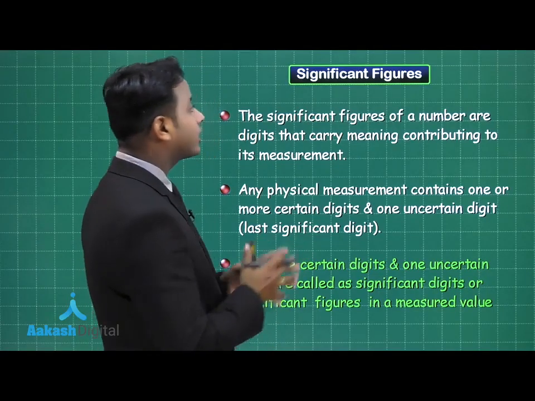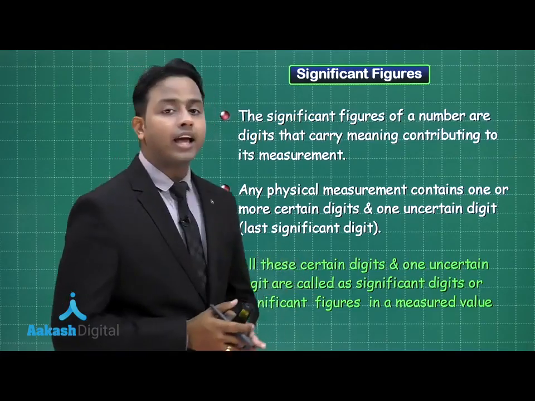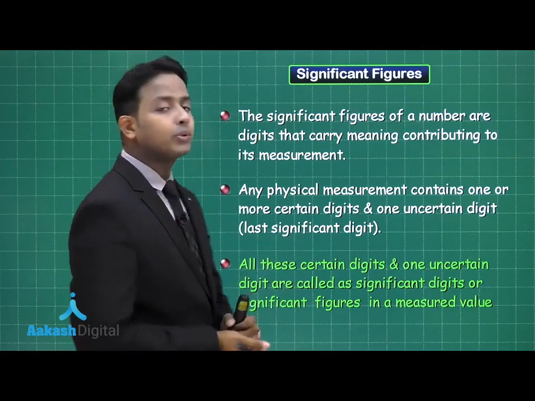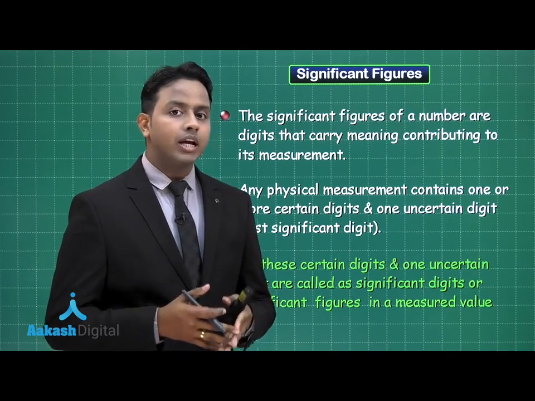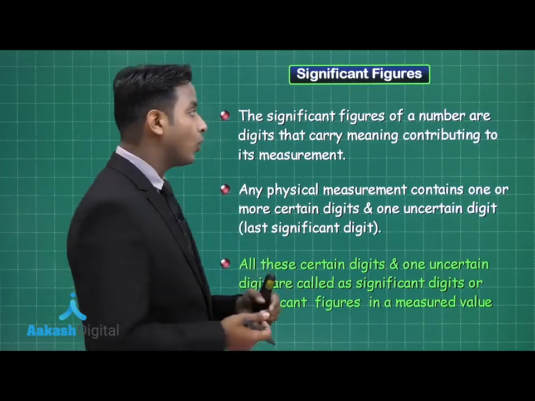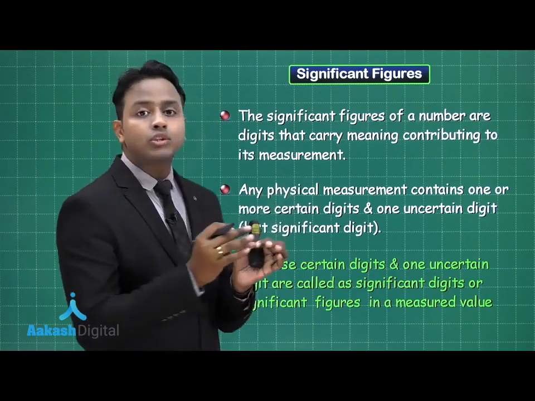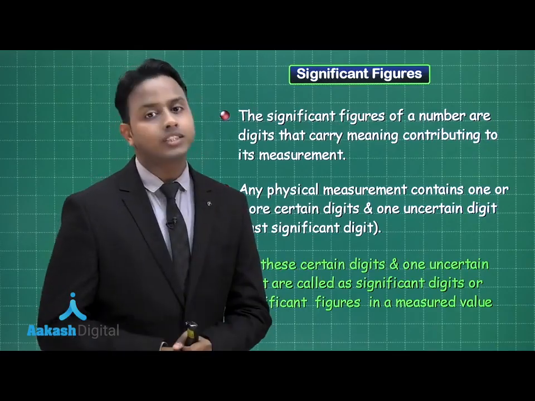Now, the significant figures. The significant figures of a number are digits that carry meaning contributing to its measurement. See what happens whenever you are making a measurement, it is a number that contributes meaning to its value. So the number of digits which are actually contributing a meaning to the measurement are called significant digits.